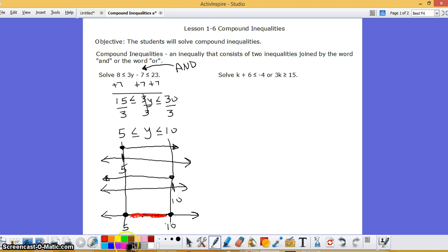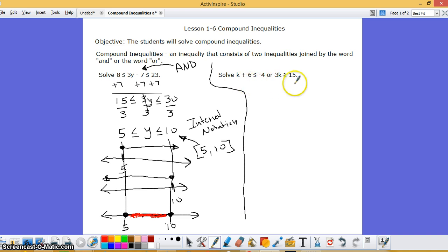Alright, so let's talk about interval notation, which we talked about in the last lesson. You could write this, because of the or equal to's, interval notation for this is bracket 5, comma 10 bracket. That would be the interval notation of that. Alright?